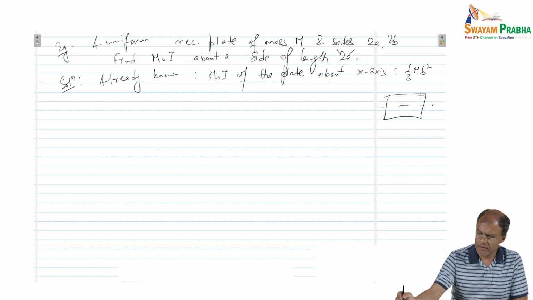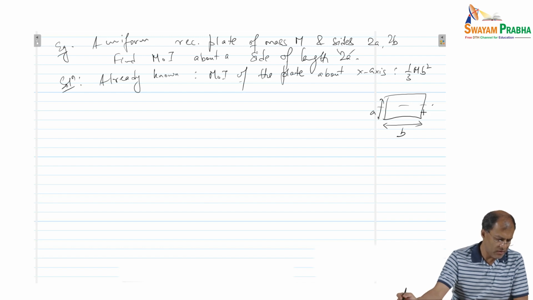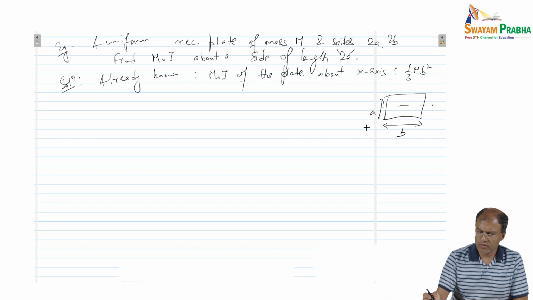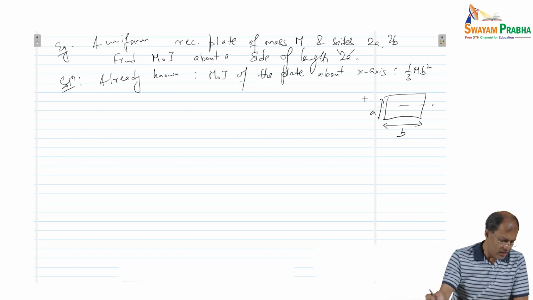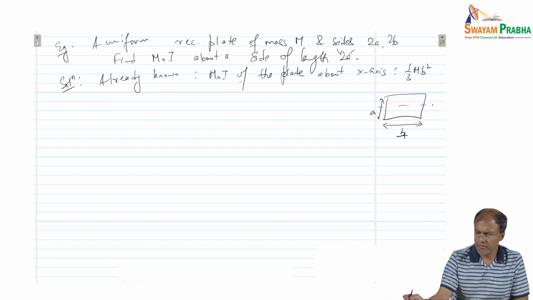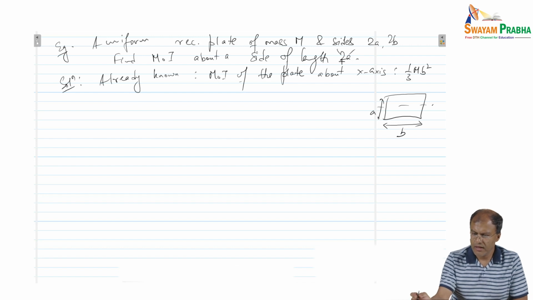So what we have is, let's say this dimension is b and this dimension is a, and so the moment of inertia about this axis is 1/3 mb square, and that's the result which is already known. And then we want to find the moment of inertia about the side 2a, about the length 2a.